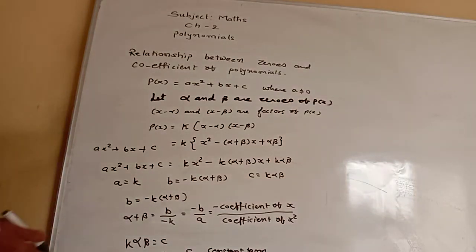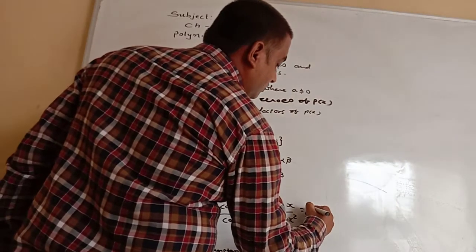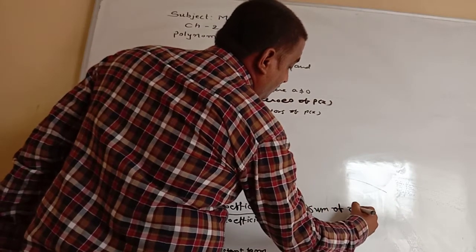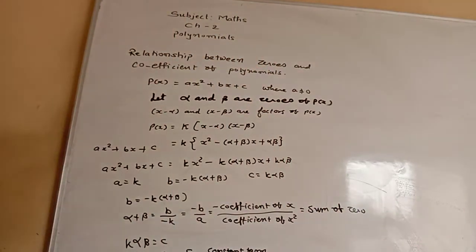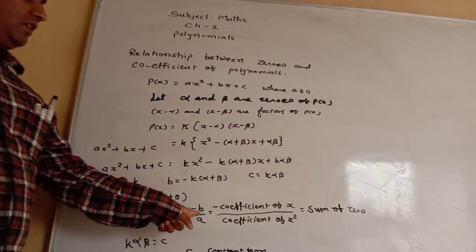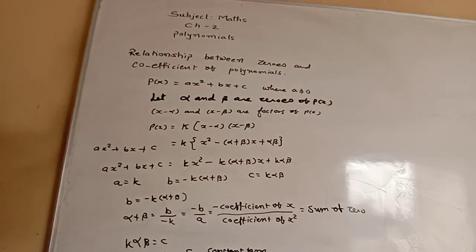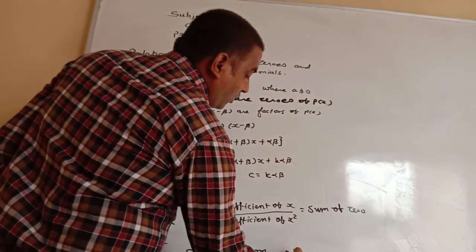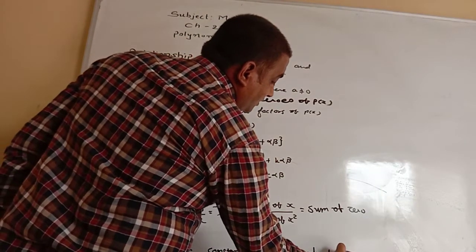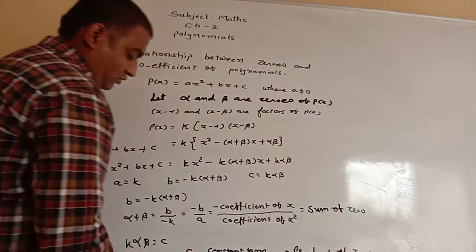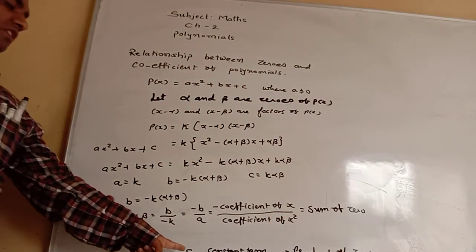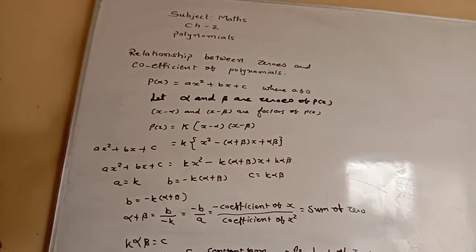Now alpha and beta are the zeros of the given polynomial. Alpha plus beta is in the addition form, so we can write that the sum of zeros of the polynomial equals minus b by a, which is minus coefficient of x upon coefficient of x square. While alpha into beta is in the product form, so we can write that the product of zeros equals c by a, where c is the constant term and a is the coefficient of x square.